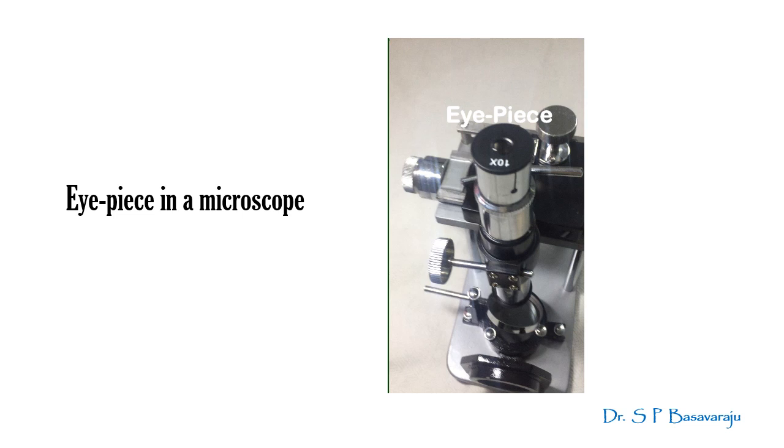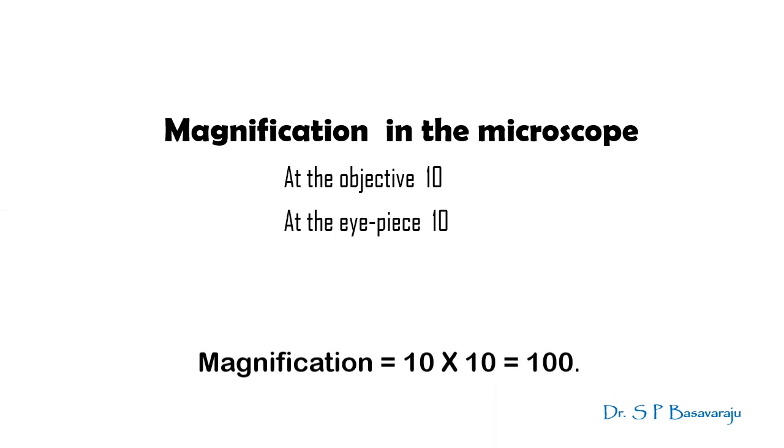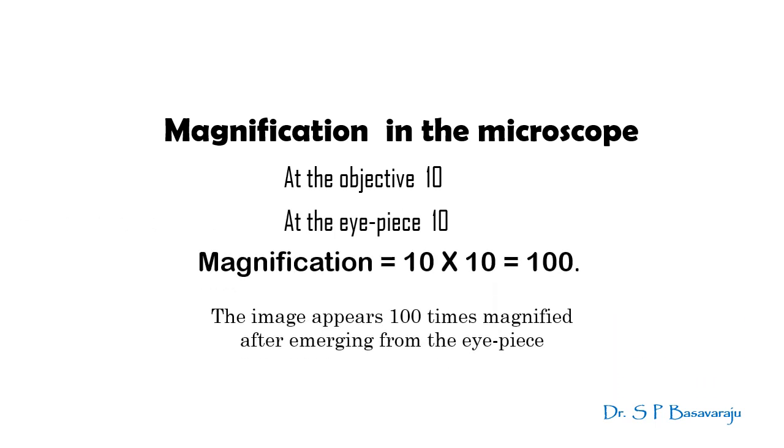Let us know about magnification. Now you have understood that the magnification of the image of the object takes place at two stages. First, the objective magnifies it 10 times. That magnified image itself is further magnified at the eyepiece by a factor of 10. Hence, in all, it is a 100 times magnified image that your eye perceives at the eyepiece end.